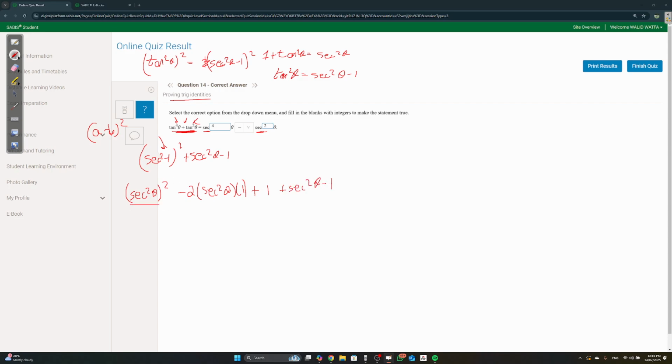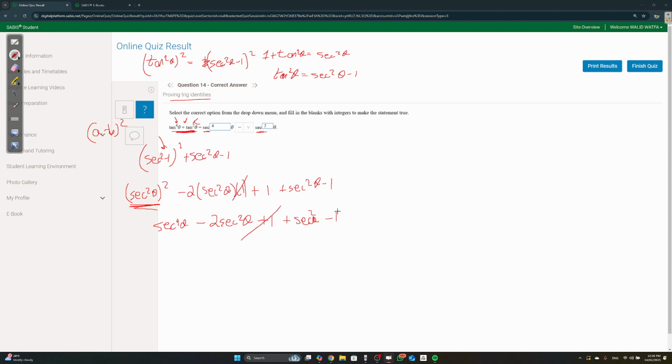Okay, we're trying to get rid of everything. So this is what? Secant to the power 4, right? Minus this one, we don't care. So minus 2 secant squared theta plus 1 secant squared theta plus 1, plus secant squared theta minus 1. Okay, I'm just simplifying this a bit.